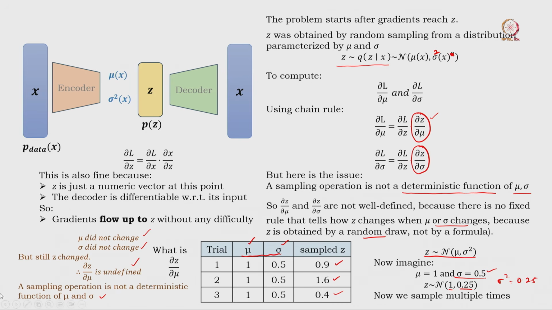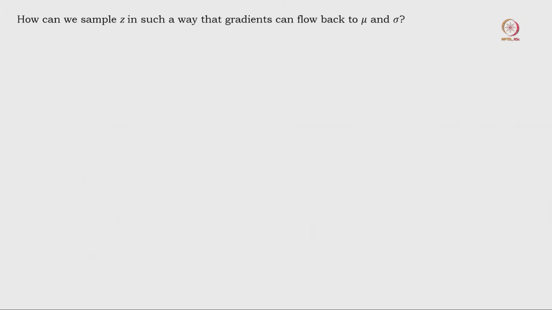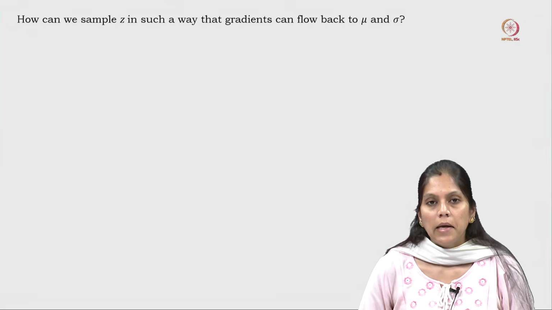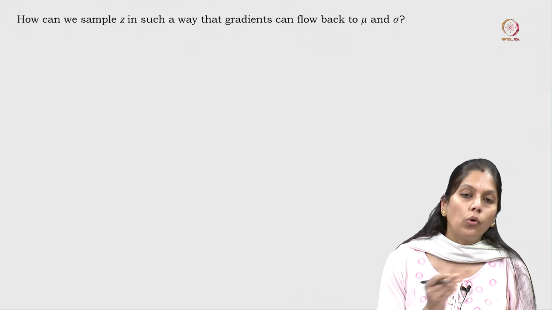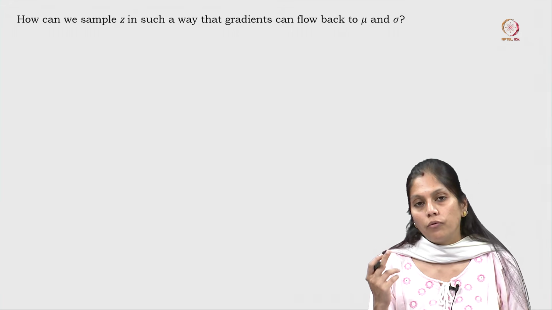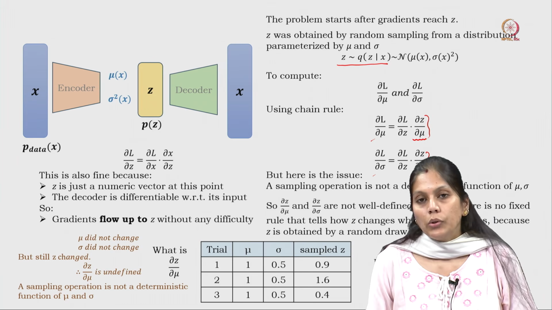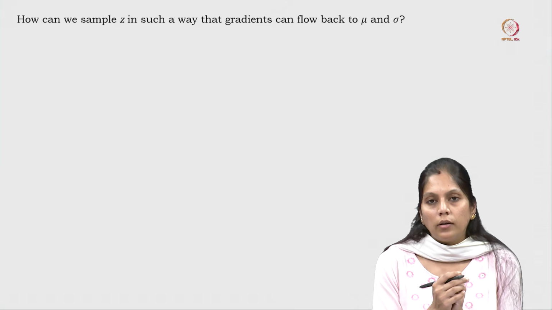So where exactly is the problem? In a single line, the problem is here. Because of this, we do not know the value of these two terms. When we do not know the value of these two terms, how can we compute the gradients? Now, how do we solve it? How can we sample z in a way that the gradients actually flow back? What is the derivative of this term? How can we compute these two? How can we answer this?